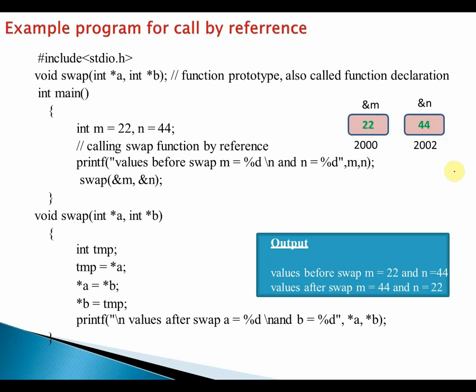Now here is an example program for call by reference. Let us run through the program. The first line is the header file. The second line you see is the function prototype. I have used the same example of swapping two numbers, only the method used is different. The method used is call by reference.